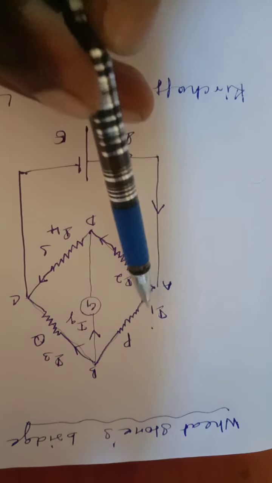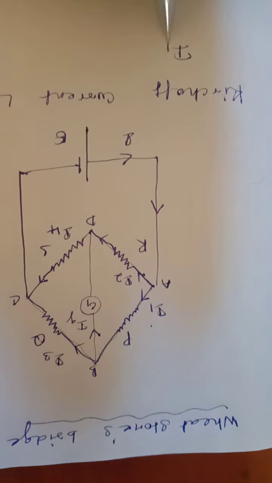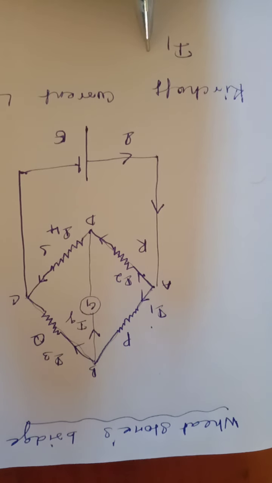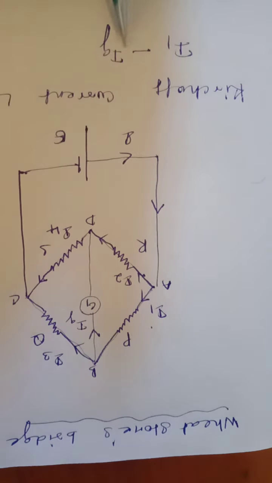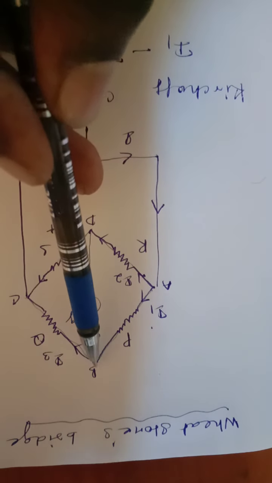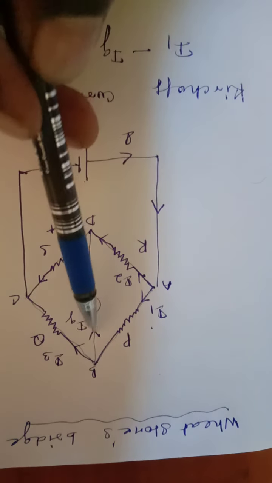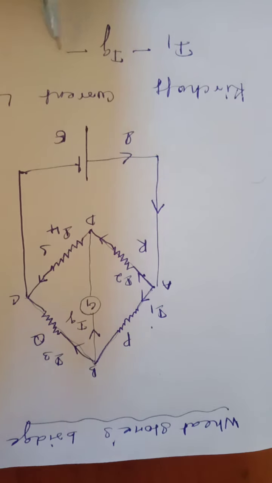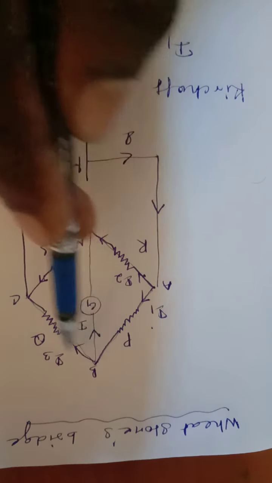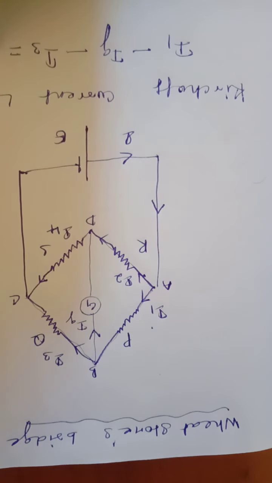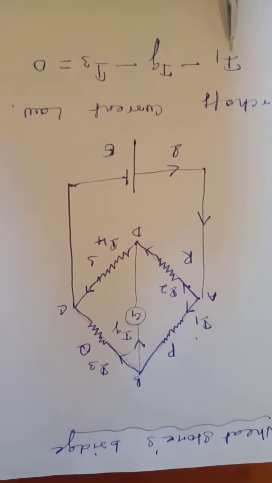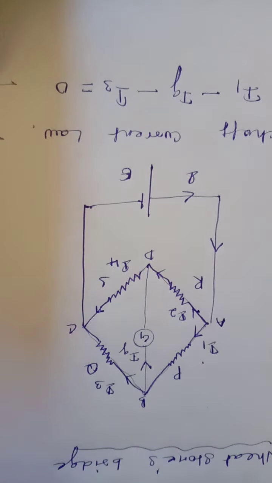Here current I1 plus, minus Ig because the current is away from the junction, minus I3 is equal to 0. The algebraic sum of the currents meeting at any one junction in the circuit is 0. This is equation 1.